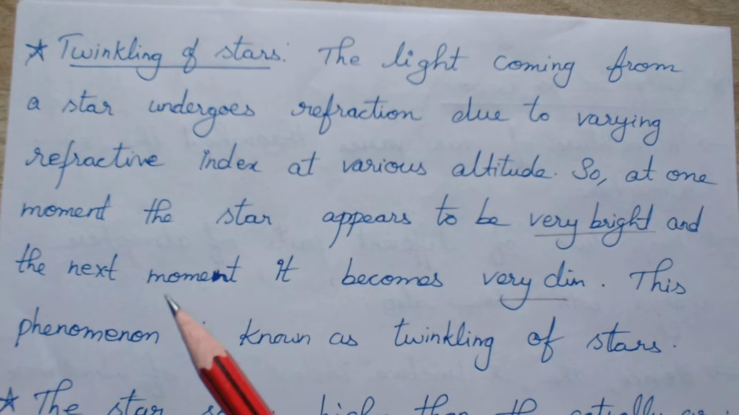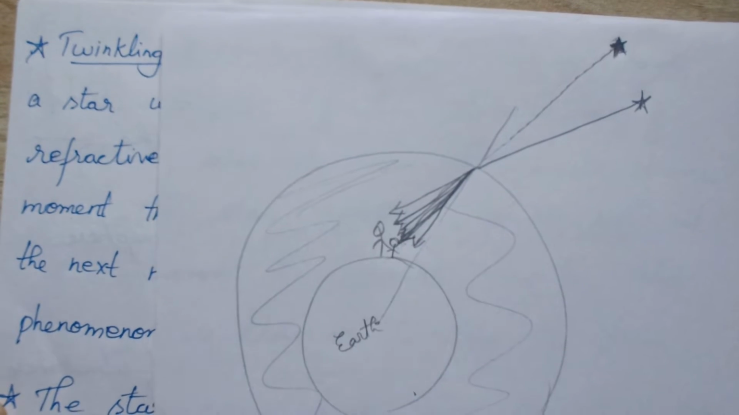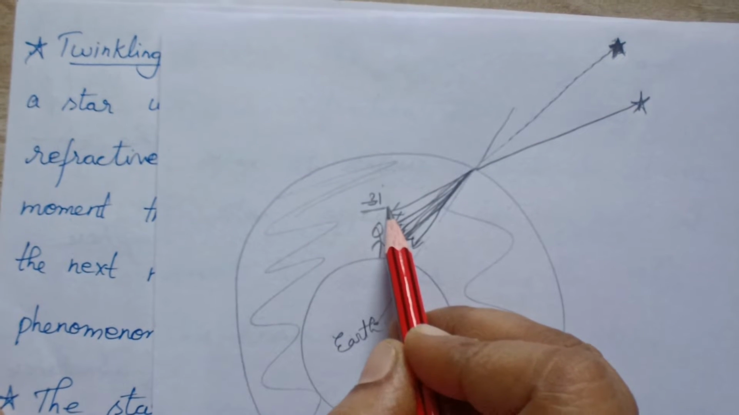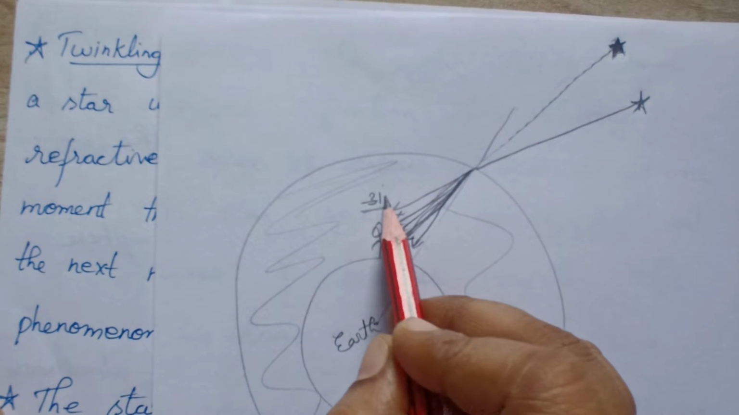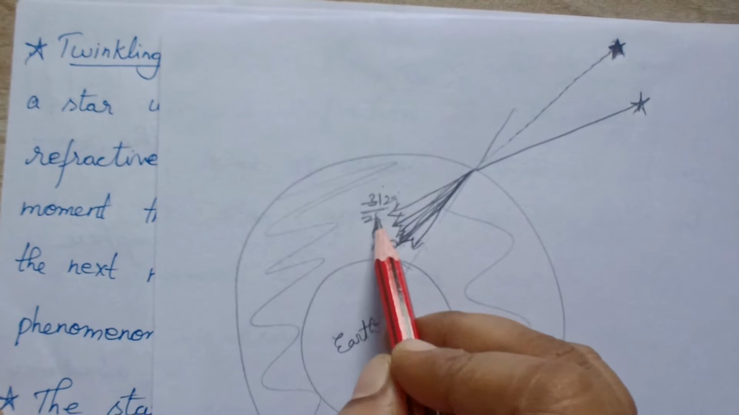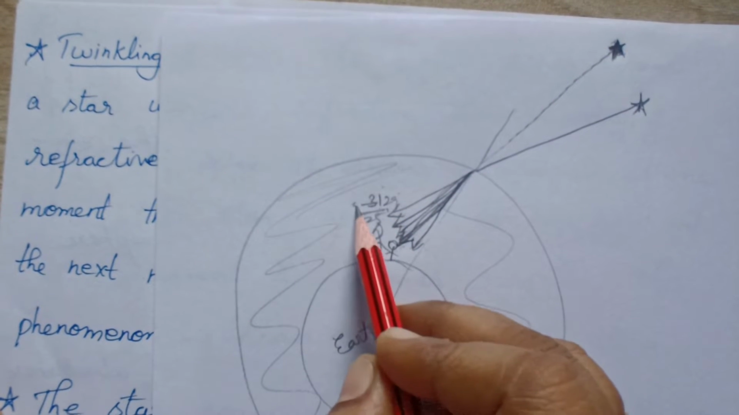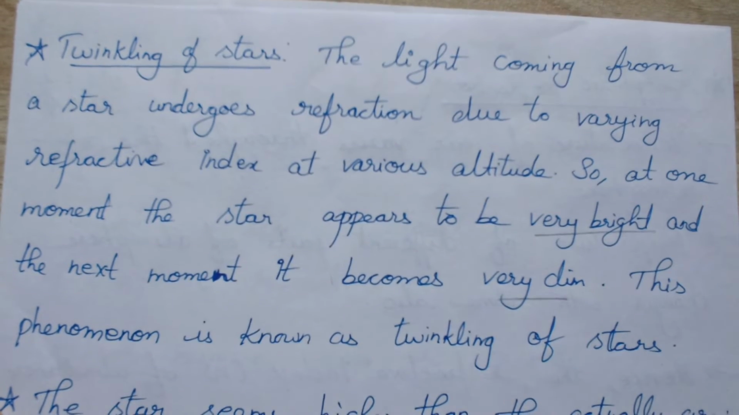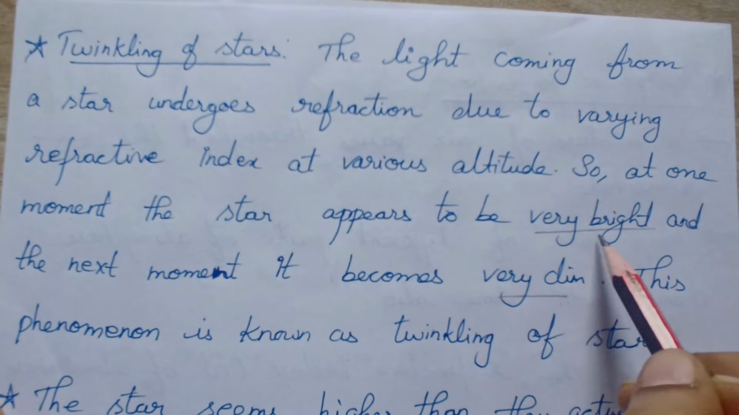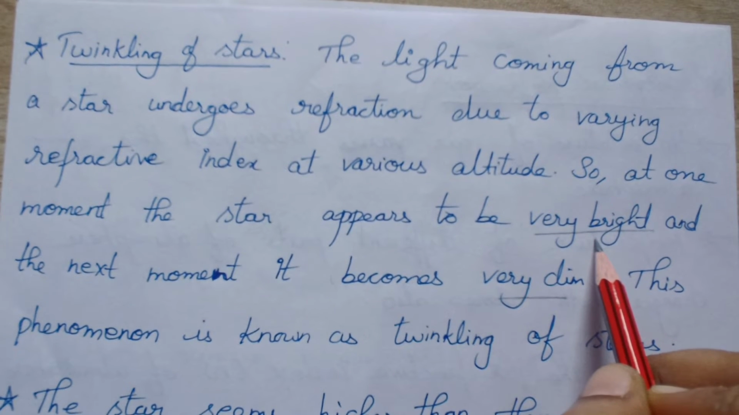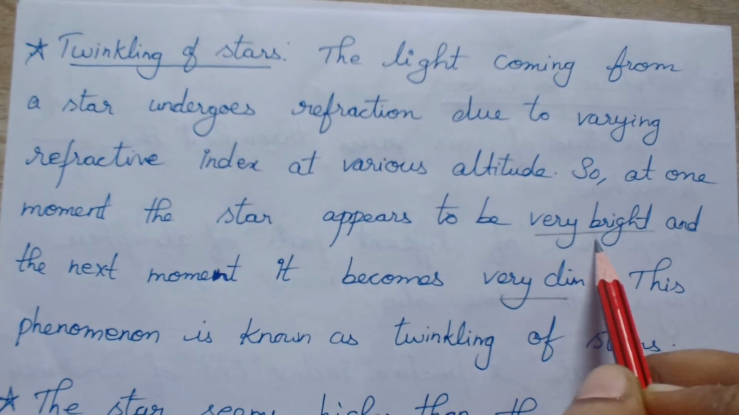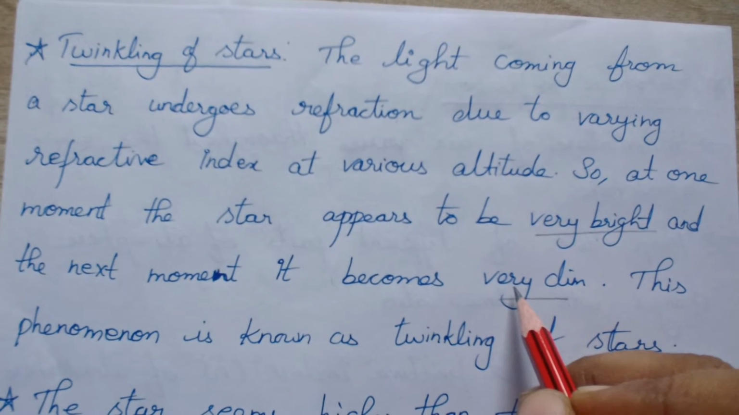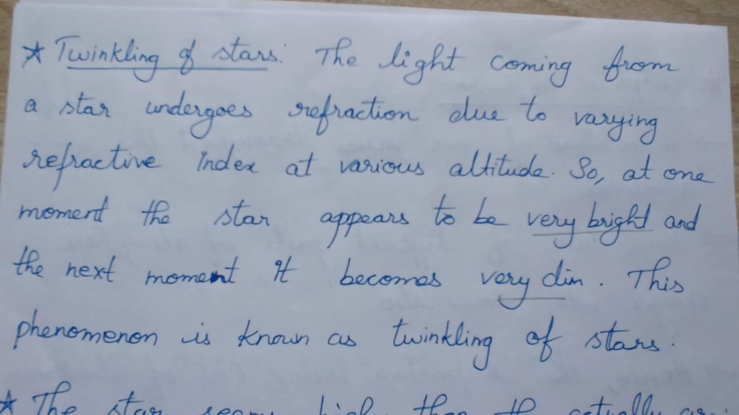It keeps on varying. For example, if the temperature here is 31 degrees Celsius, is it always 31 degrees Celsius? No. At times it may become 29 degrees Celsius, or 25 degrees Celsius, or suddenly 35 degrees Celsius. Because of this varying effect, one moment the star appears very bright when the light rays reach our eyes, and the next moment it becomes very dim because it may be away from our sight. So this phenomenon is known as twinkling of stars.